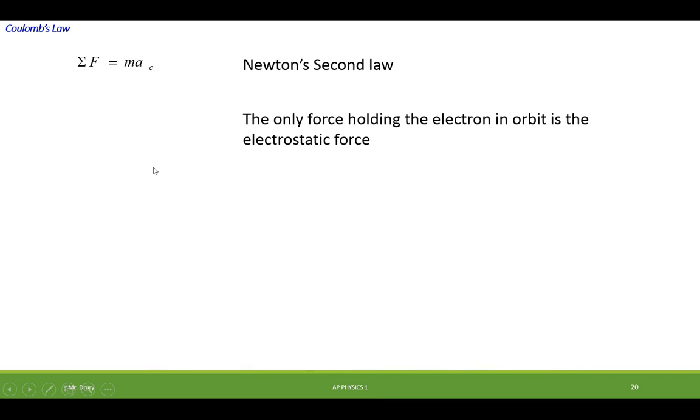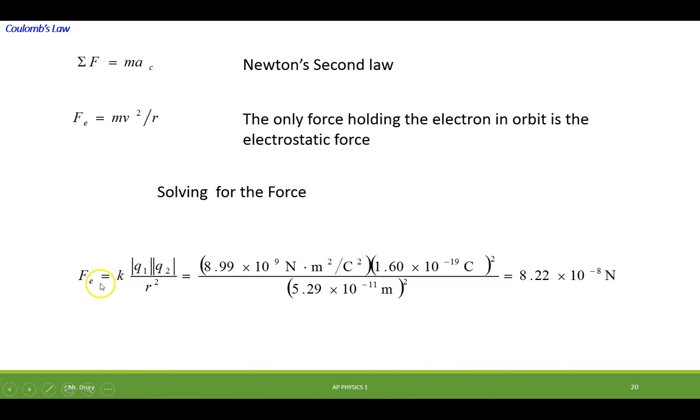Alright, so we know that the sum of the forces is causing this centripetal acceleration, and we know this from Newton's second law, that the sum of the forces causes the acceleration. The only force in this case acting on it is the electrostatic force, so we can use Coulomb's law to find this, and we can set it equal to this. So we're going to solve first for this electrostatic force. And here we just put the numbers in. We have our K value.